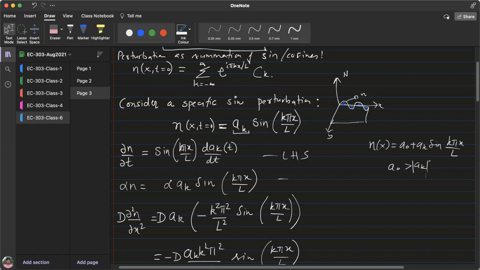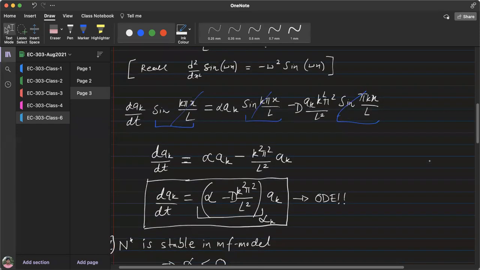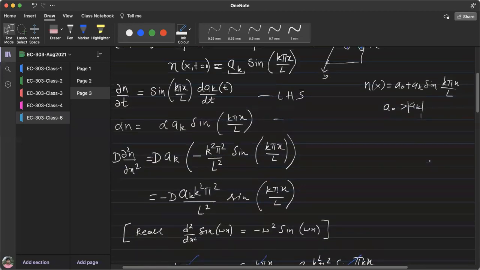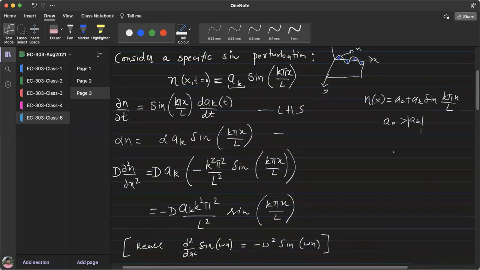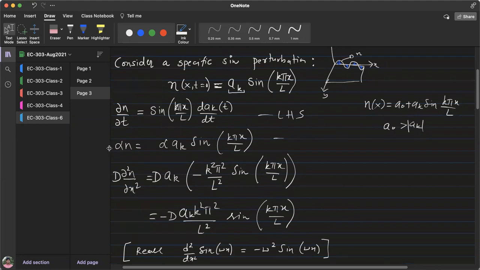Very good point. But then everything that we have done still holds true, primarily because you can just repeat all the steps with a constant. A0 is a constant, so it will die in the diffusion term, but the only place where A0 will not die is the first term, the alpha n term. Then you can just do a variable change, and I think that will resolve the issue.